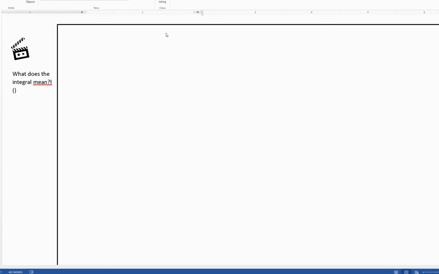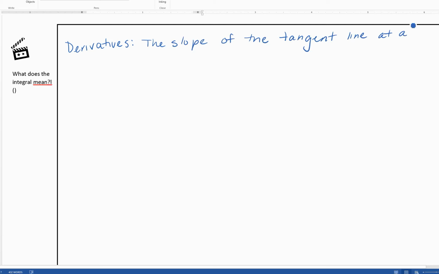Okay, so if you think back to derivatives, when we first started talking about derivatives, way back at the beginning of the course, we talked about how their interpretation was that the derivative of a function at a point was the slope of the tangent line at that point. So we were talking about how it was a slope.